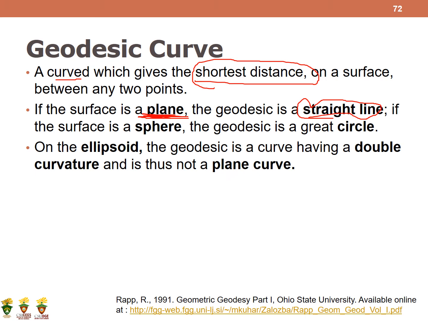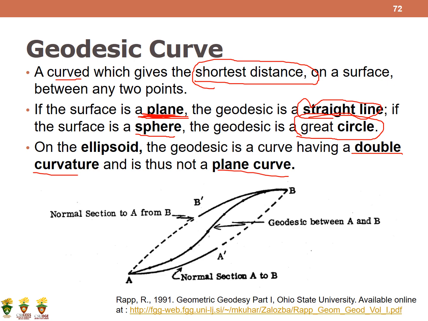And if the surface is a sphere or round, the geodesic is a great circle. You are familiar with the great circle from your astronomy subject or topic. On the ellipsoid, the geodesic is a curve having double curvature and is not a plane curve. It should not be a plane curve. Same as on the sphere, on the ellipsoid it is also a curve, not a plane.